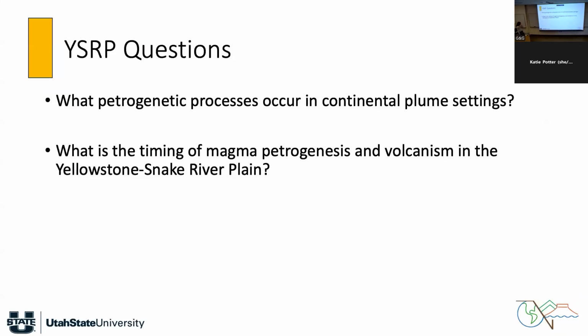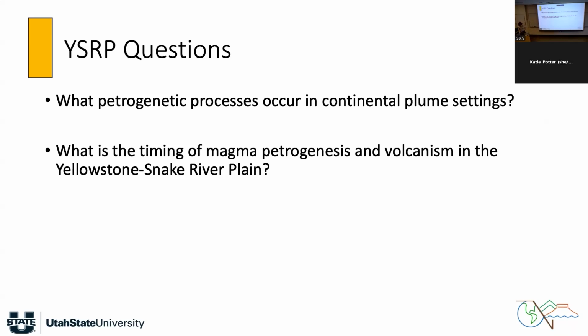Okay, so some of the research questions for the Yellowstone Snake River Plain, thinking about the Yellowstone plume and how it's interacted with the continental crust, or what sorts of petrogenetic processes are at work in this location. So how is magma changing? Where's that magma coming from, and how is it changing through time? And then can we figure out the timing of magma petrogenesis and volcanism to better understand what's going on here?